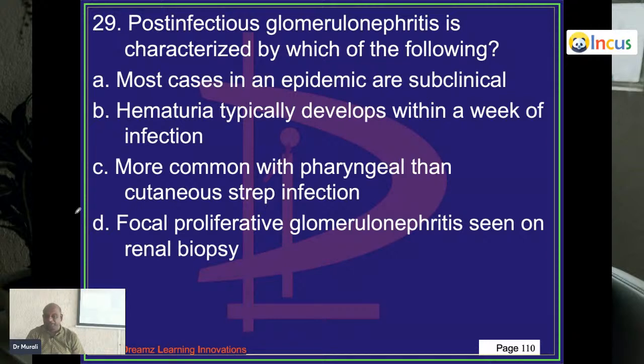Post-infectious glomerulonephritis. Typically, most cases in an epidemic are all subclinical, is what you need to remember. And post-infectious glomerulonephritis is more common with cutaneous streptococcus infection. Unlike rheumatic fever, which is due to pharyngitic strains, glomerulonephritis, which is post-streptococcal, is because of the skin infections of streptococcus. That's what you need to remember.